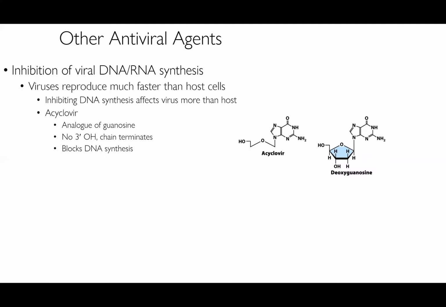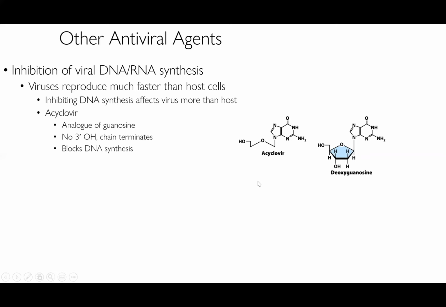Other antiviral agents include inhibition of viral DNA and RNA synthesis. Remember that viruses reproduce much faster than host cells, so by inhibiting their DNA synthesis you will affect the virus more than the host. Common antivirals include acyclovir. It's an analog of guanosine, which is one of your DNA bases. What it does is it lacks the 3' OH terminus, so it prevents this from linking to anything else, which in turn blocks DNA synthesis.